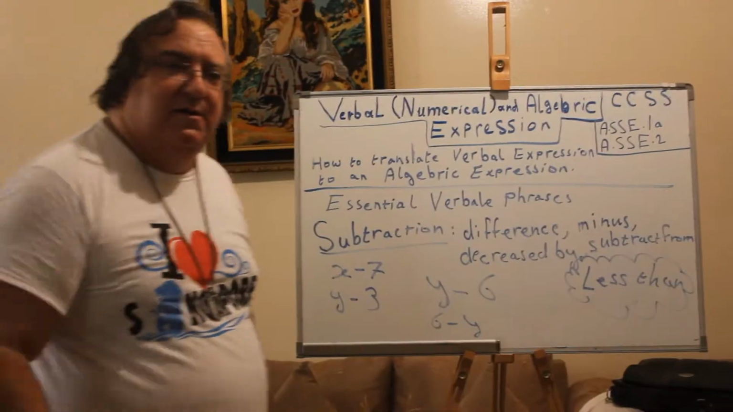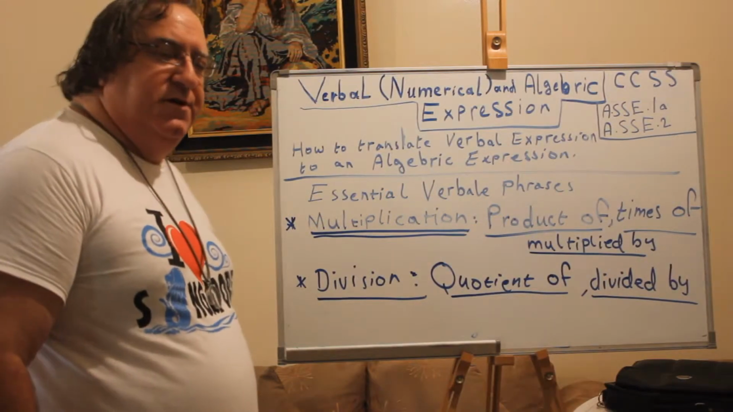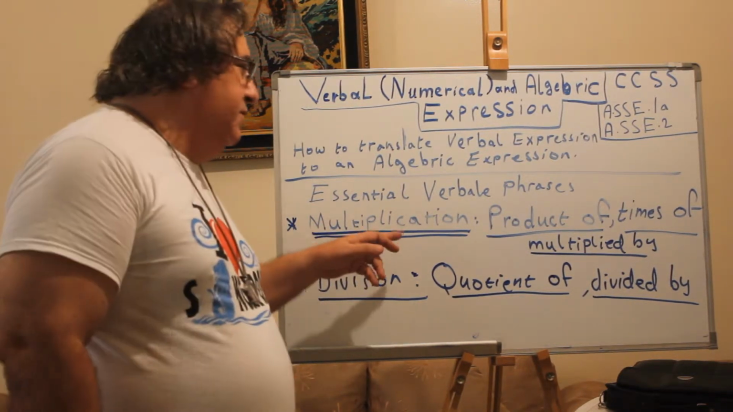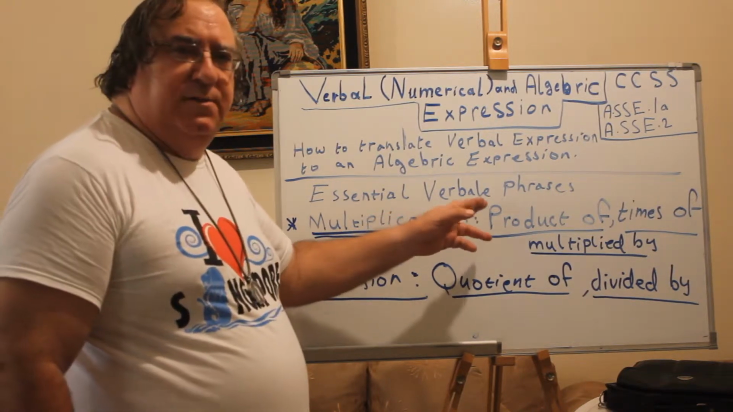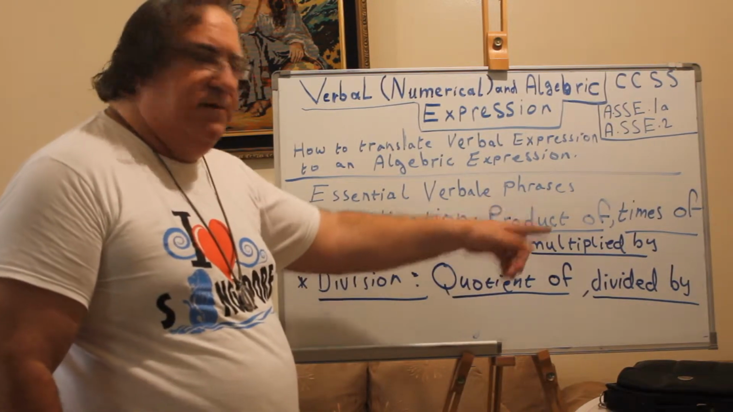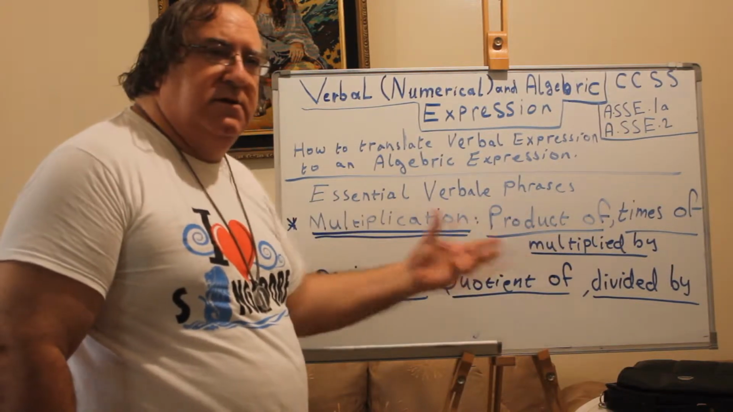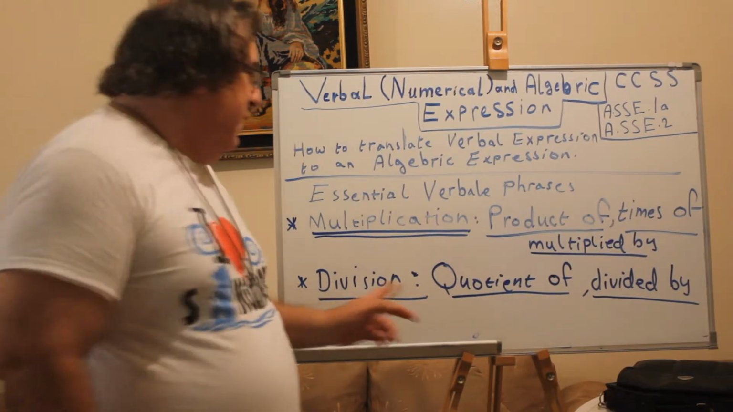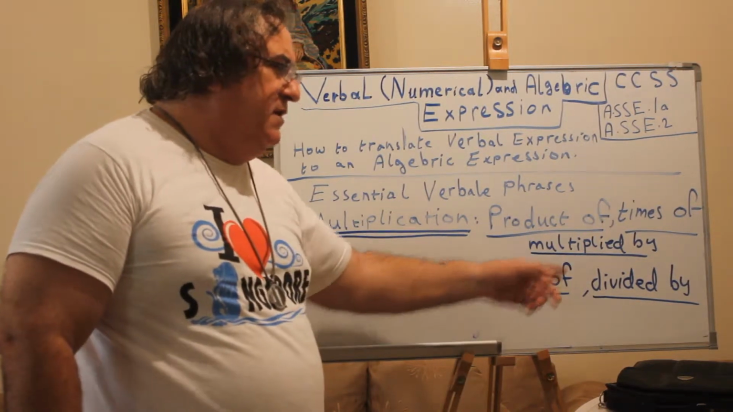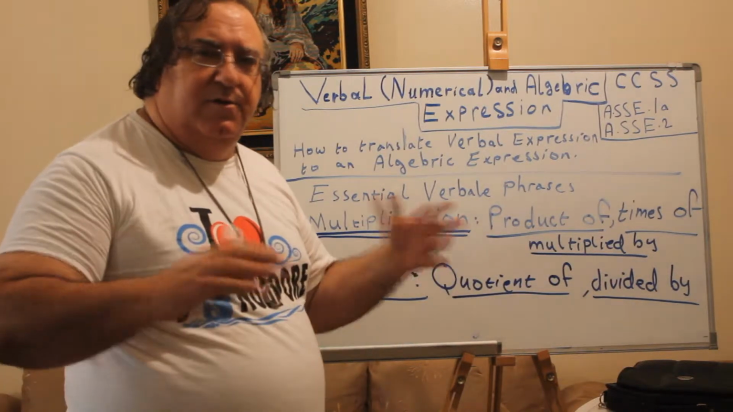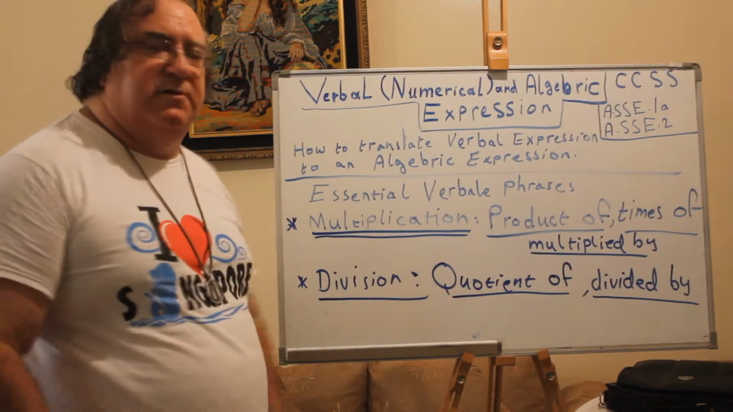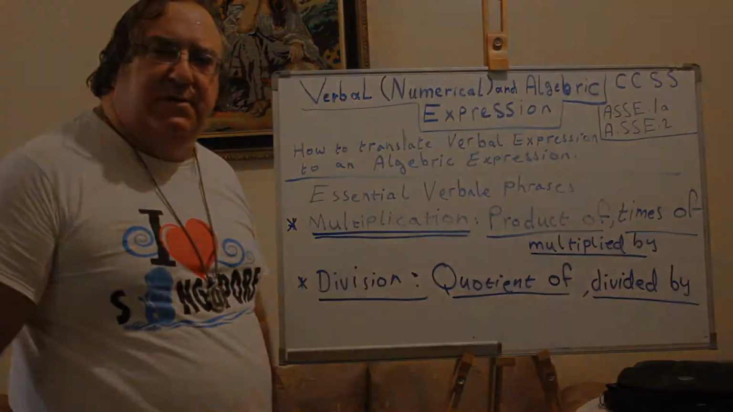Let's go for the last operations. The last two operations are multiplication and division. The phrases which you are going to use in multiplication are the product of, times, of, multiplied by. These are the words we are going to use in multiplication. In quotient, in division, we have to use the quotient of and divided by. This is the whole lesson of numerical or verbal expression and algebraic expression. We are going to solve some examples.